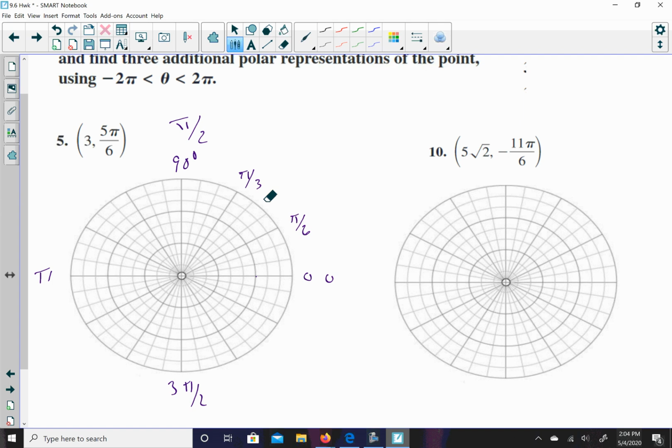So here we are, number 5. I like to find my angle first. My angle's 5 pi over 6. 5 pi over 6 is in the second quadrant. 5 pi over 6 will be this line right here. And then I want a radius of 3, so I'm going to count out 1, 2, 3, and I'm going to plot my point right there. So that's me plotting my point.